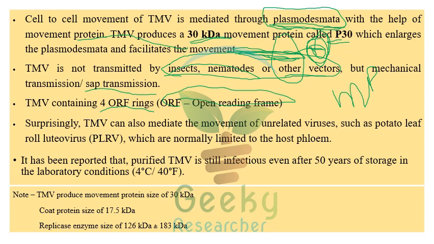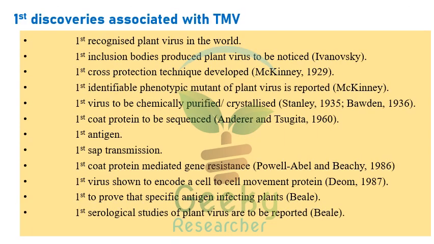A few other things that I would like to tell you: tobacco mosaic virus produces a movement protein of size 30 kilodalton, as I told you. Coat protein size is 17.5 or 17.6 kilodalton, and the replicase enzyme sizes are 126 kilodalton and 183 kilodalton. As I told you how important plant viruses are, now I will tell you so that you will come to know how important TMV is.